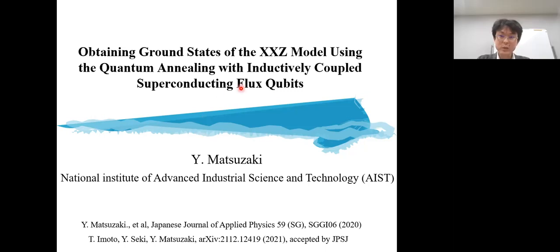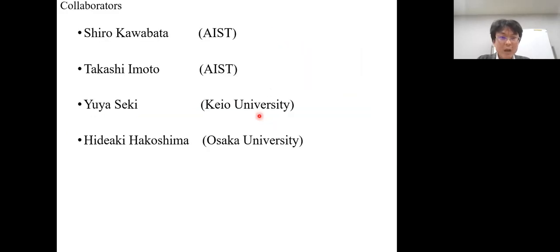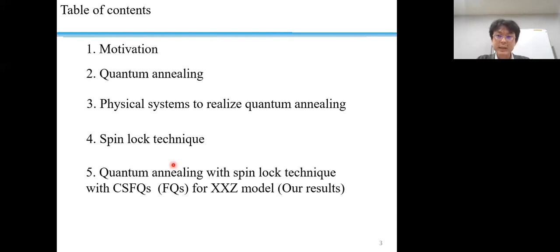Thank you for the introduction. Yeah, as Kawabata-san said, I will talk about quantum annealing to prepare the ground state of the XXZ model by using flux qubits. So these are my collaborators, Dr. Kawabata, Dr. Imoto, Dr. Seki, and Dr. Hakoshima. So this is a table of contents.